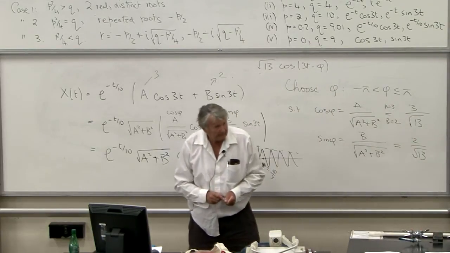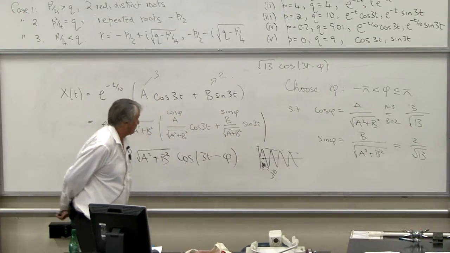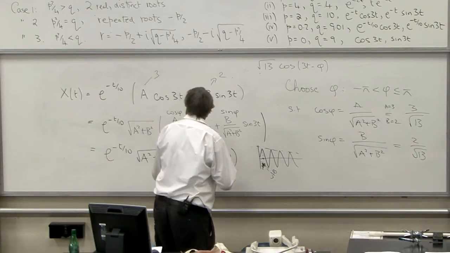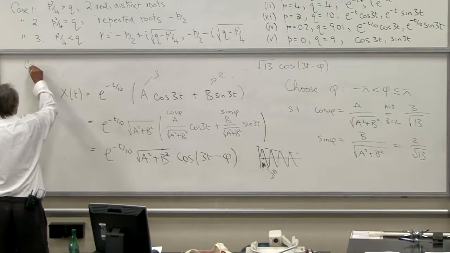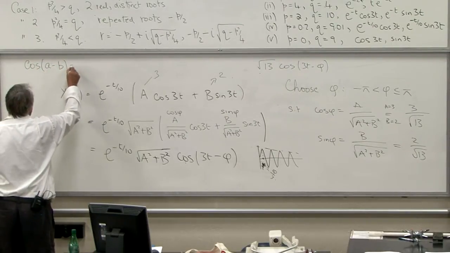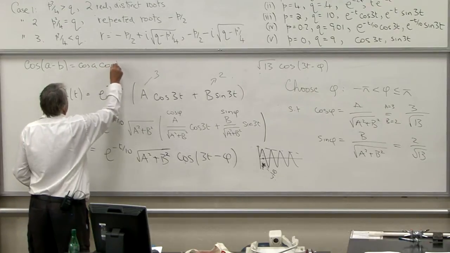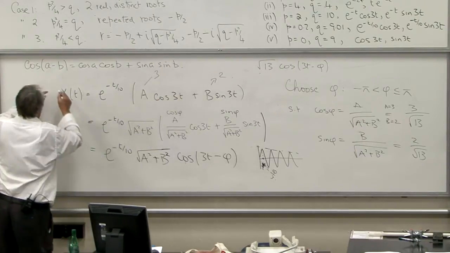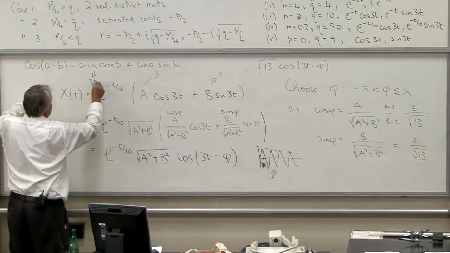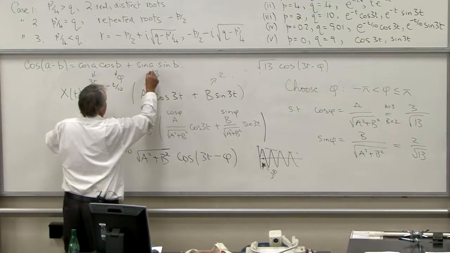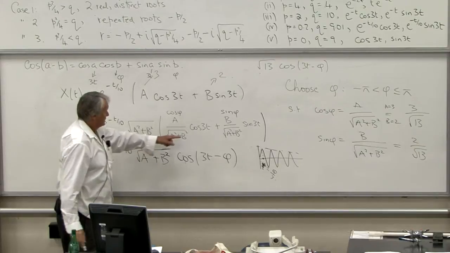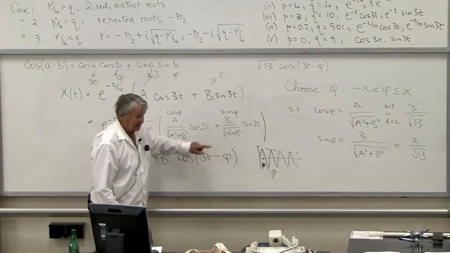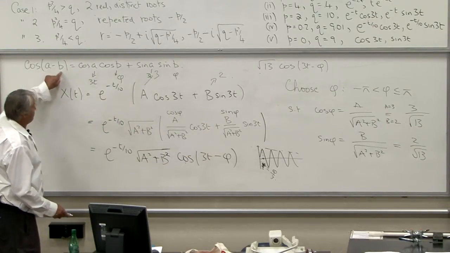Can you say one more time where you got into the cosine 3t minus phi? Yeah, by this formula. So the question is, cosine A minus B is cosine A, cosine B plus sine A, sine B. In our case, A is 3t, B is phi. So cosine 3t cosine phi plus sine 3t sine phi, and that's equal to cosine 3t minus phi.